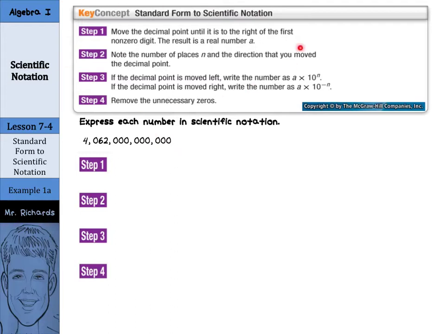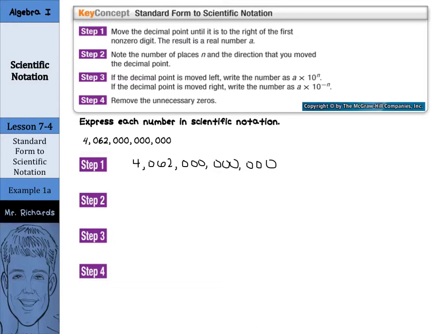So we'll use our key concept box here and we'll take it step by step to make sure we have good fundamentals of how to get these numbers into scientific notation. Well, the first step is to move the decimal point until it is to the right of the first non-zero digit. The result is a real number A. Okay, so let's rewrite this number here: 4,062,000,000,000 and a whole bunch of zeros that go with that.